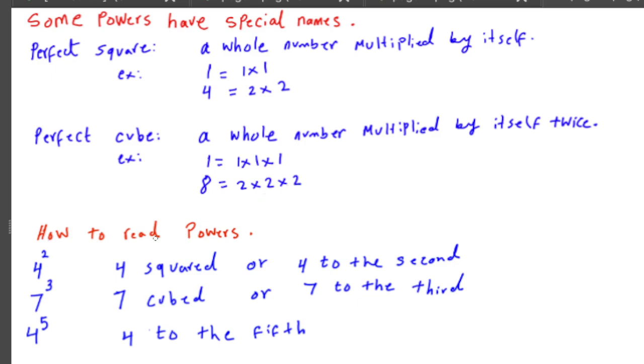Now let's look at how to read powers. First one can be read as 4 squared, or we can also read this one as 4 to the 2nd. Next one can be read as 7 cubed or 7 to the 3rd. This one we can read as 4 to the 5th.